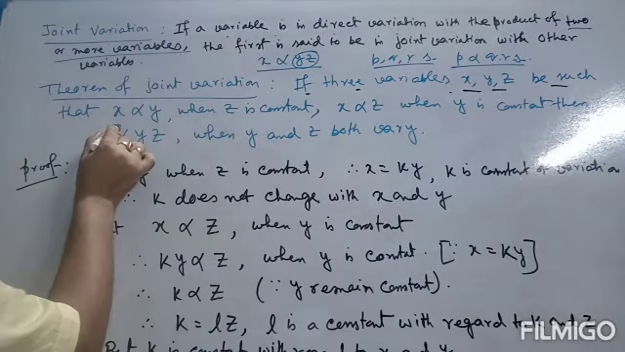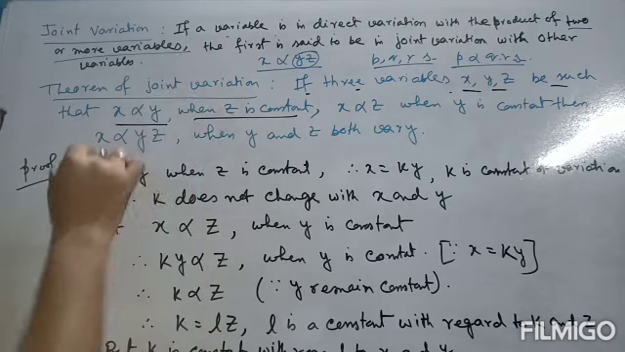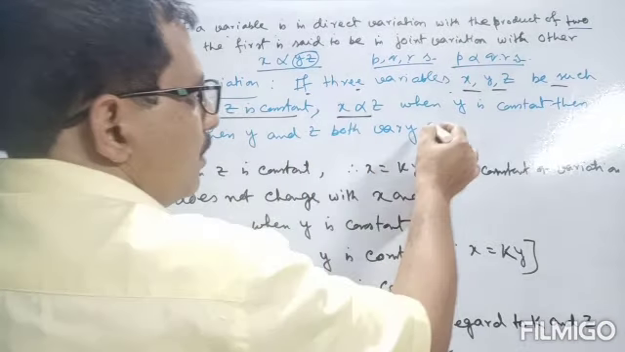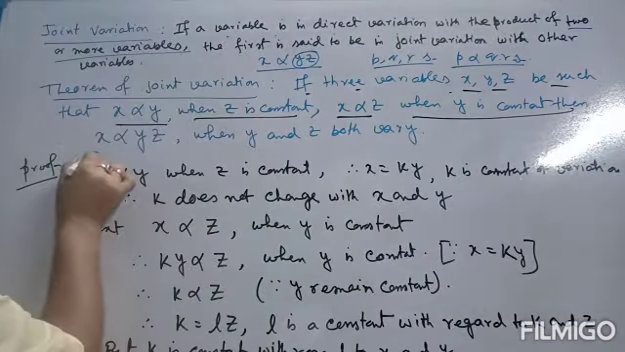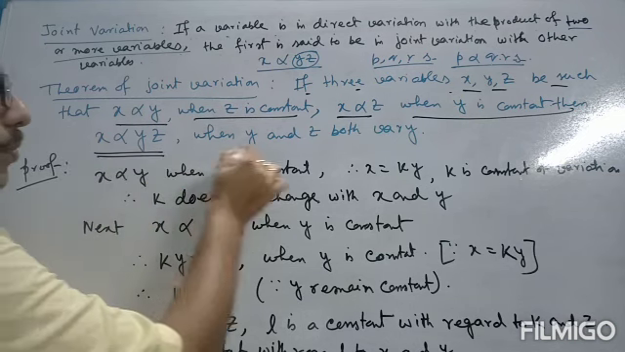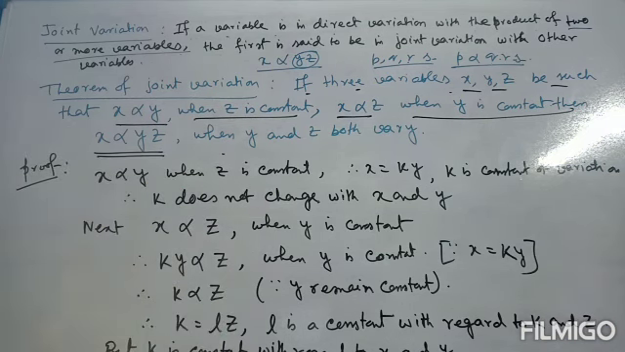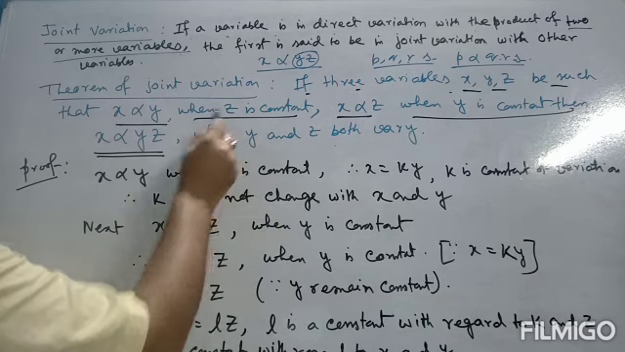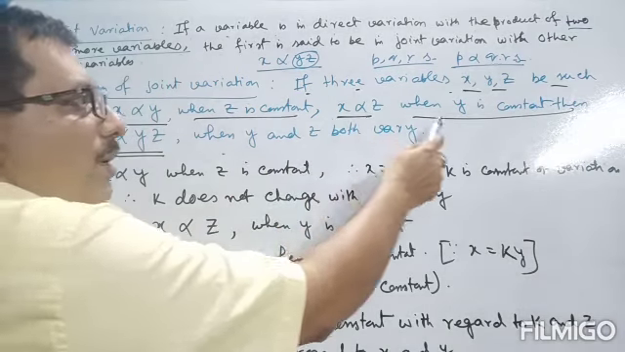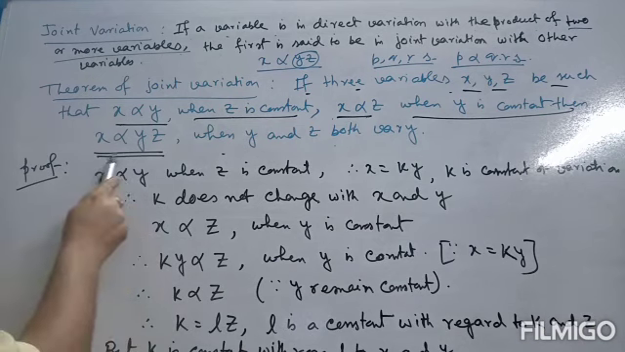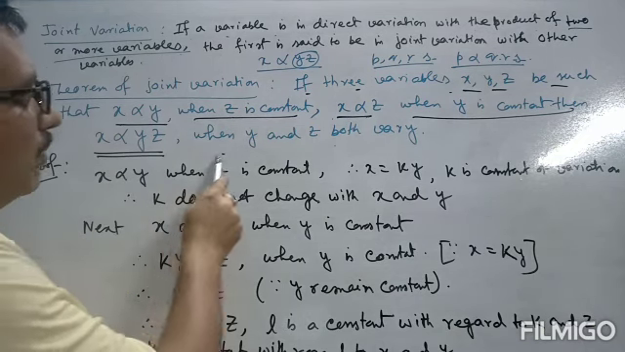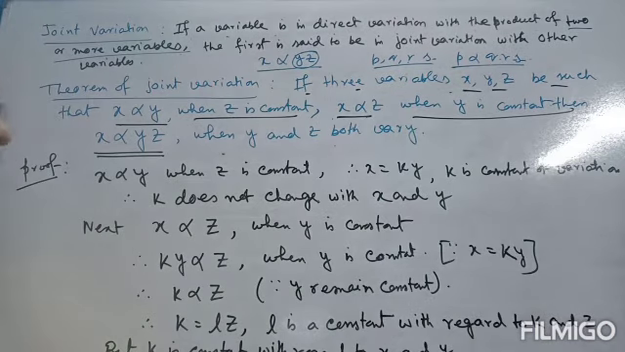be such that x varies as y when z is constant and x varies as z when y is constant, then x varies as yz when both y and z vary. I repeat, the theorem of joint variation, the statement is very important. If three variables x, y and z be such that x varies as y when z is constant, x varies as z when y is constant, then x varies as y into z when y, z both vary.